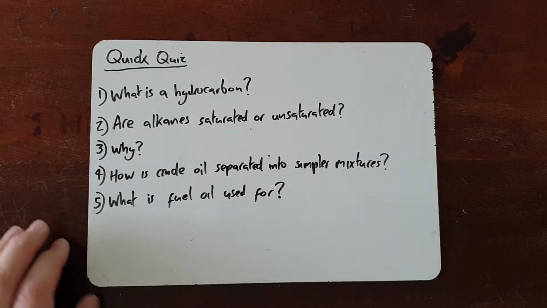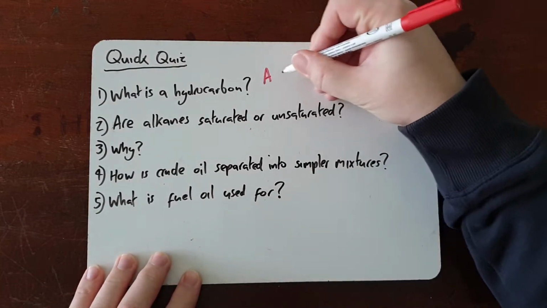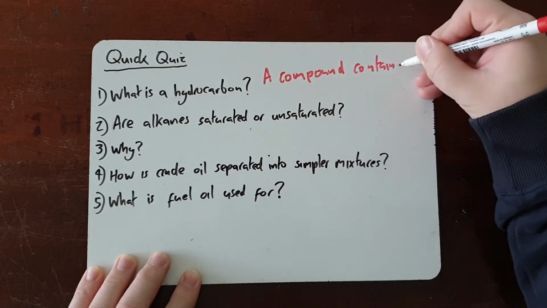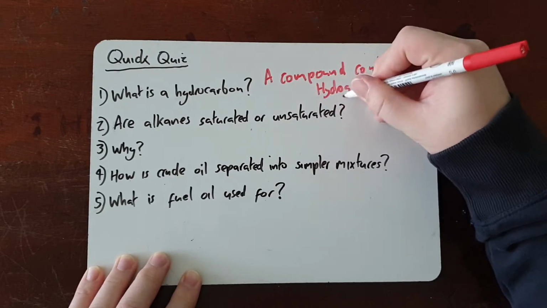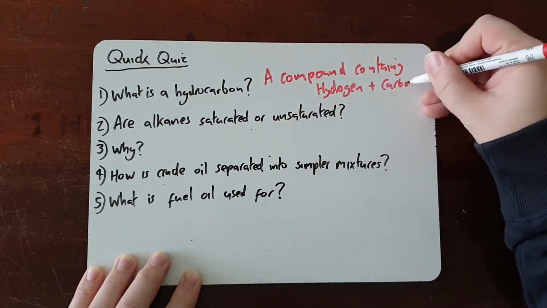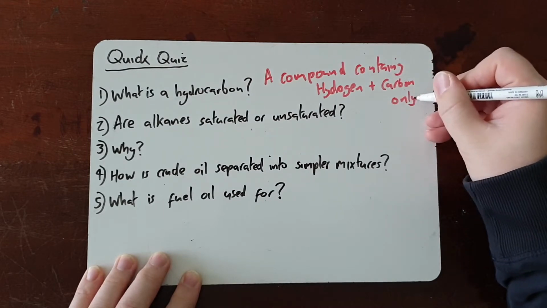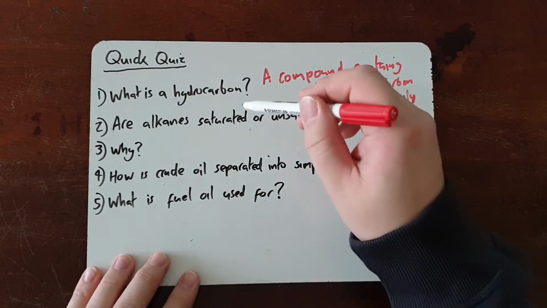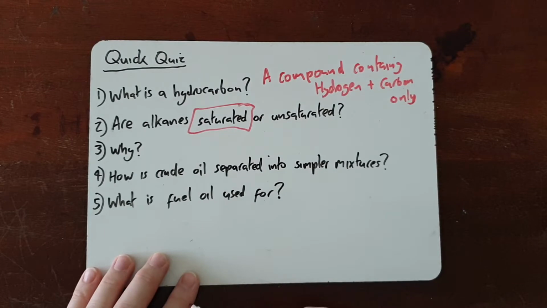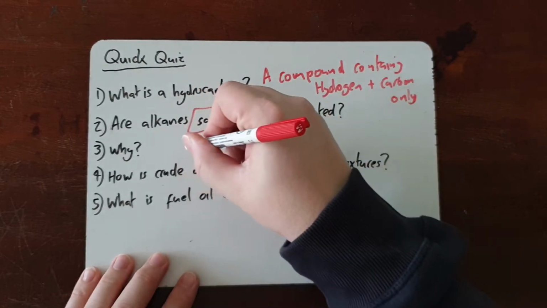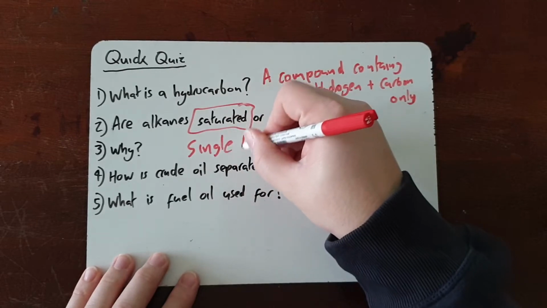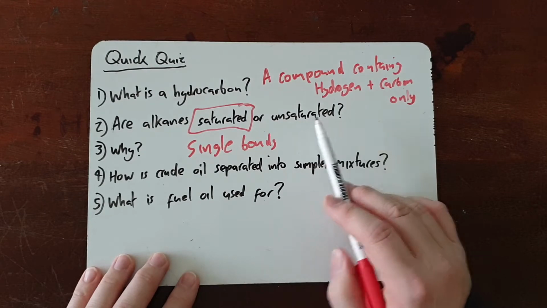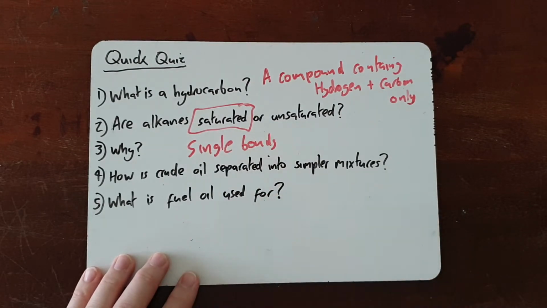2, 1. So what is a hydrocarbon? It is a compound containing hydrogen and carbon only. Really important that you get that word only there. Carbon, hydrogen only. Alkanes saturated or unsaturated? Alkanes are saturated. Why are they saturated? Because they only contain single bonds. If there's any carbon-carbon double bonds, they're unsaturated. So alkanes are saturated because they only contain single bonds.